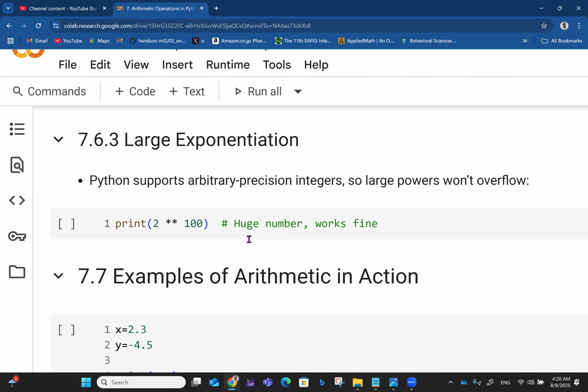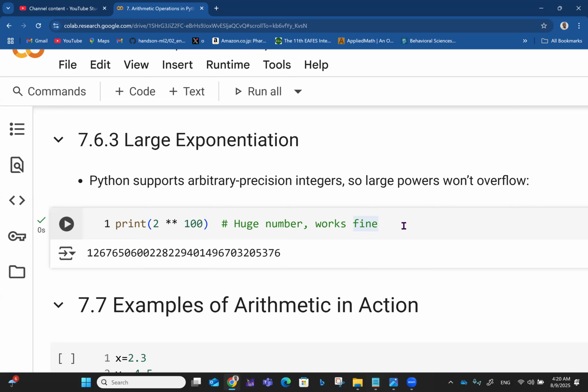Okay, let's talk about large exponentiation. Python supports arbitrary precision integers, so large powers won't overflow for sure. So if you want to print 2 raised to the power 100, that's a huge number and it works very fine. Just run it and you get this big number.